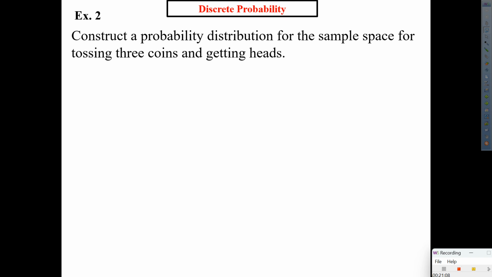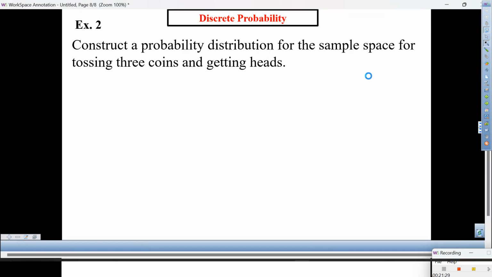All right? It says, construct a probability distribution for a sample space of tossing 3 coins and getting heads. So, on the right side, before we construct our probability distribution, we need to know numbers, right? Because the dice was easy because it's 1 out of 6. We got that. But now we have 3 coins. So label over here, coin 1, coin 2, and coin 3.